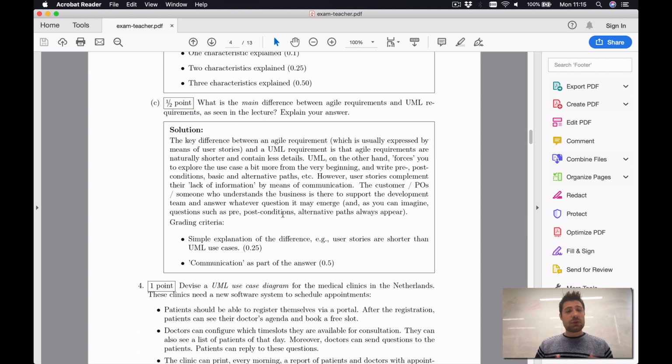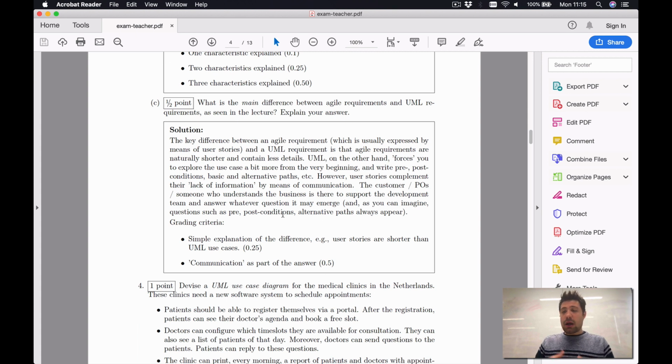I guess, what I wanted from this question about the difference between an agile and a UML requirement is that agile requirements are naturally shorter, but they complement this shortness with people, with communication. So your PO is present, your stakeholder is present, and you can ask the person, what should I do in this case, right?